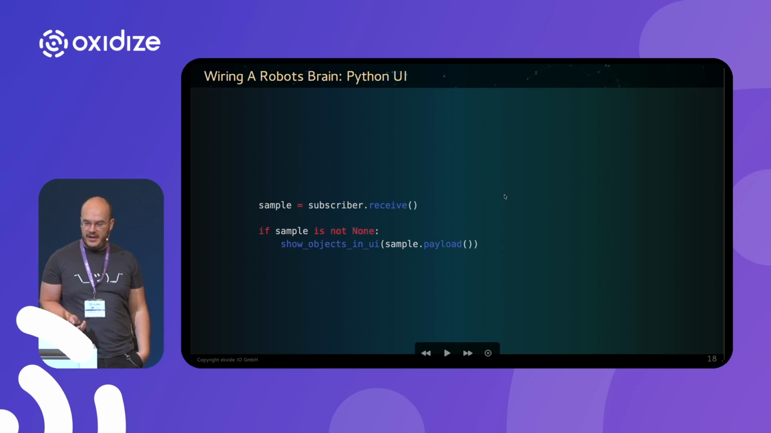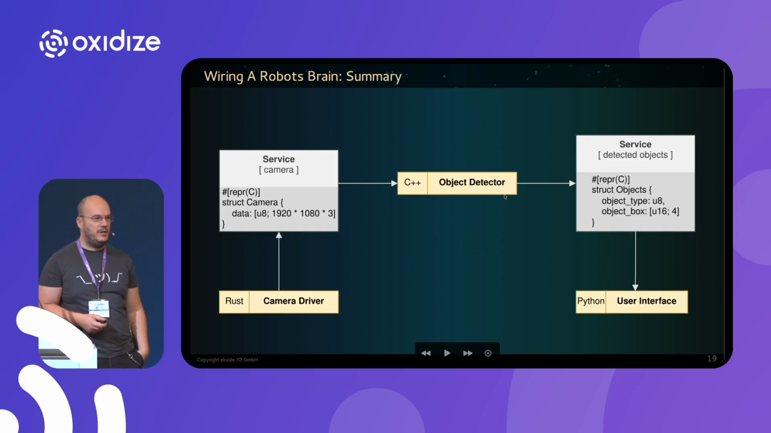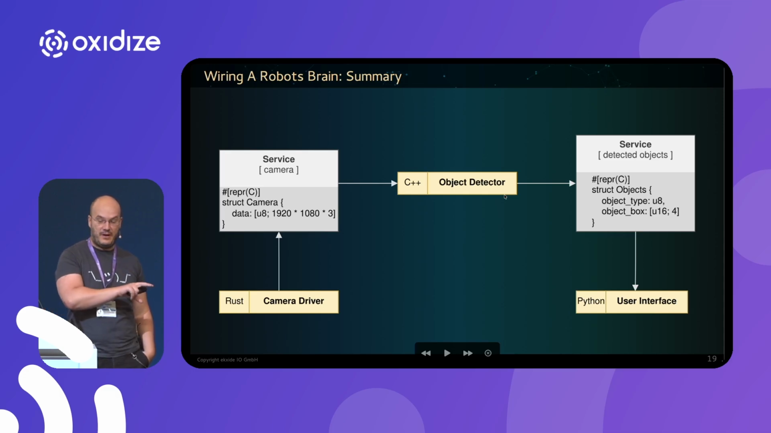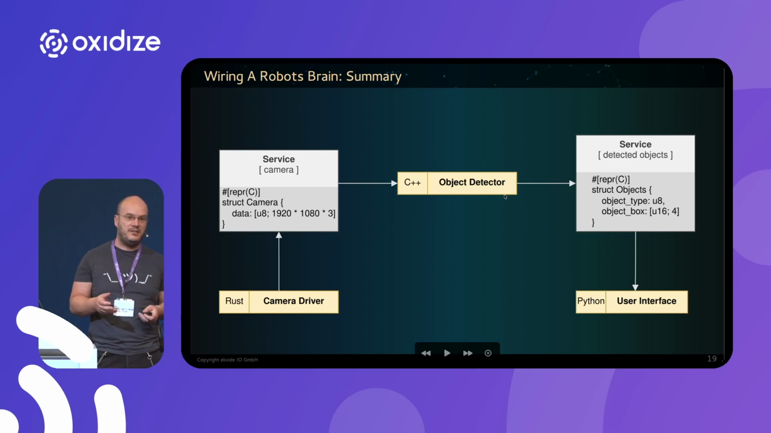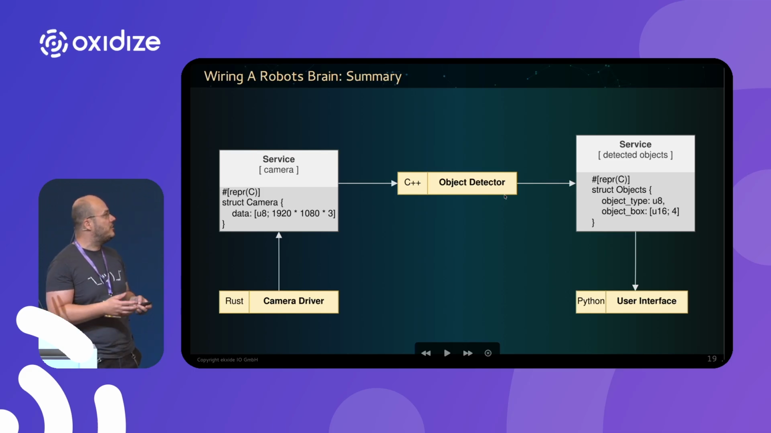But what we have actually achieved here is that we created a system based on iceoryx2, which can communicate between different processes without any kind of serialization. So therefore, we have a Rust process, the camera driver, which publishes happily to the C++ written object detector, which publishes happily then to the Python user interface.